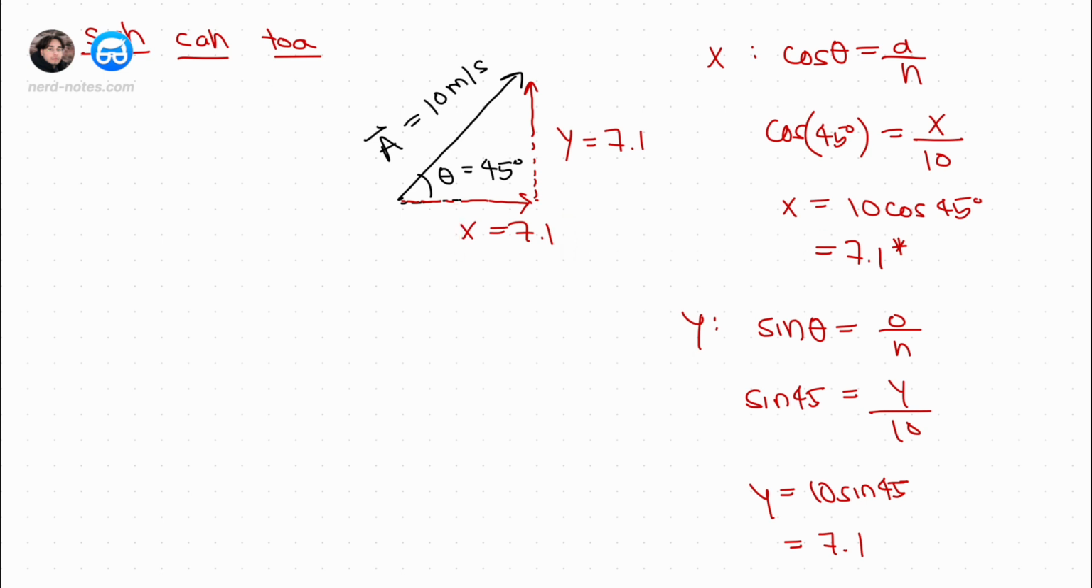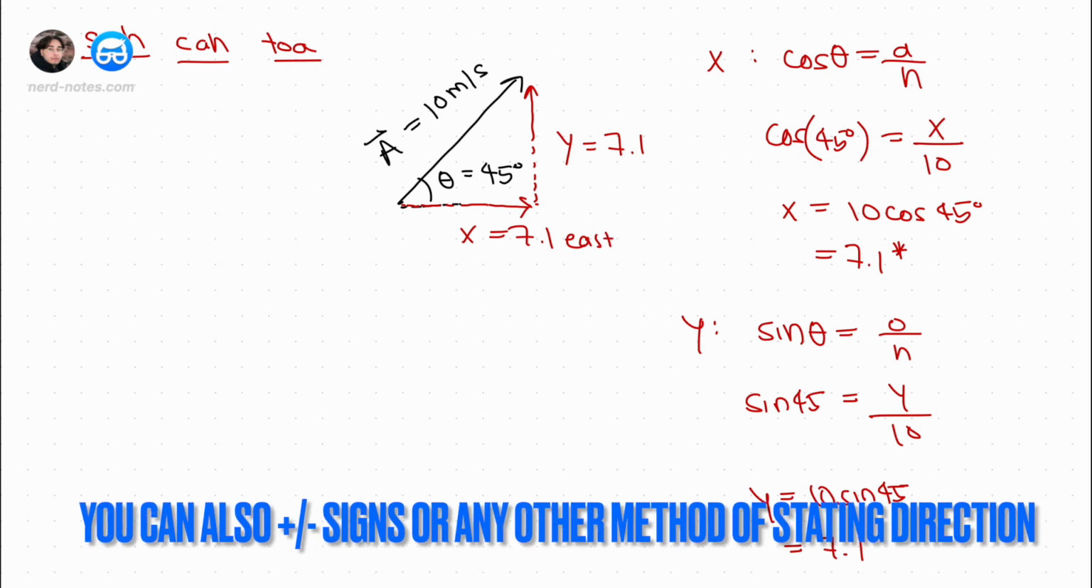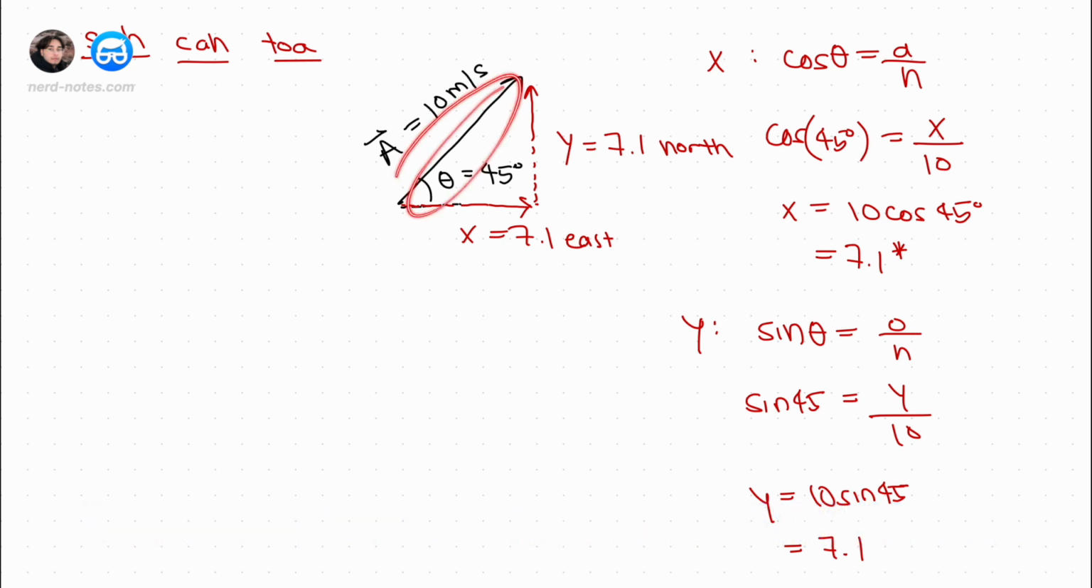And again, just to clarify here, these are simply the magnitudes. If I want to make this into a true vector, which is what this actually is, I would need to add a direction. So in this case, I can put east, and I can put north here. Okay, and so we're done. That's all it is. So we've officially taken one vector and split it up into two.